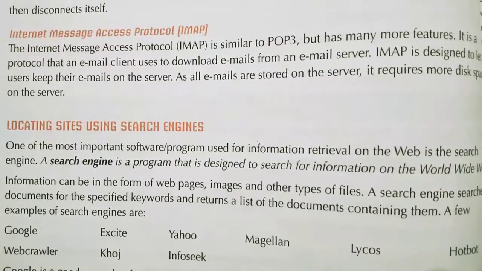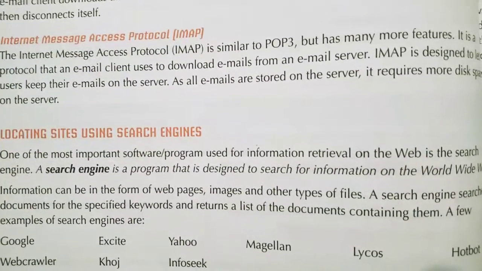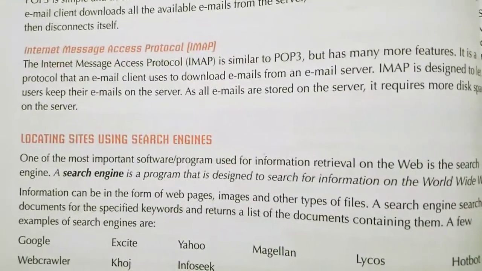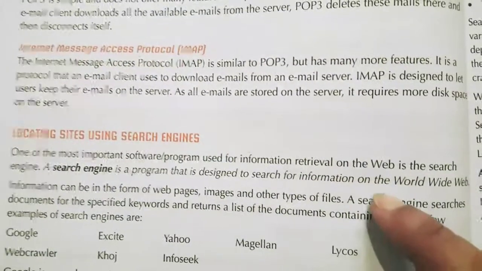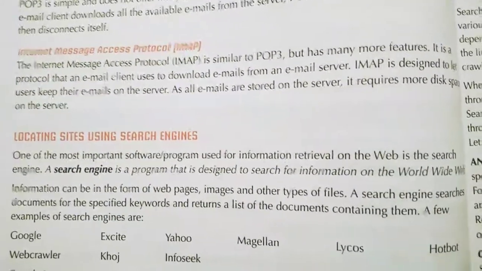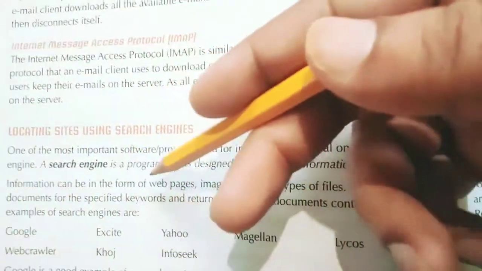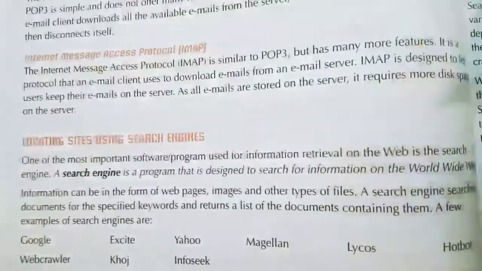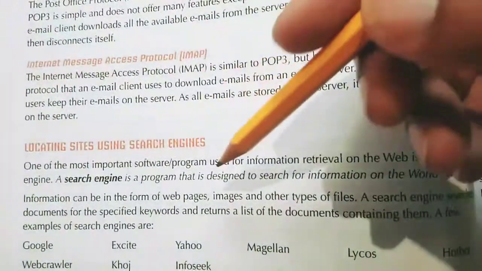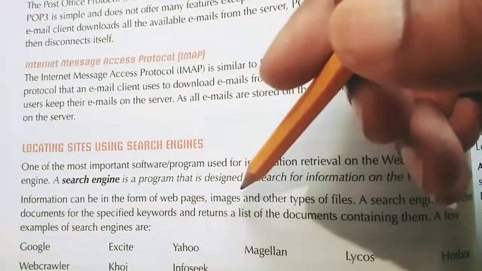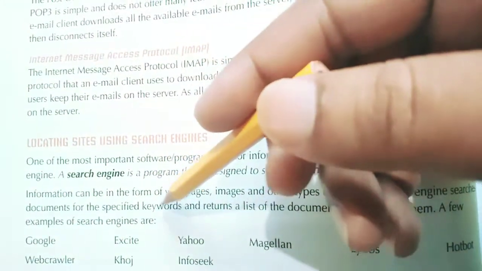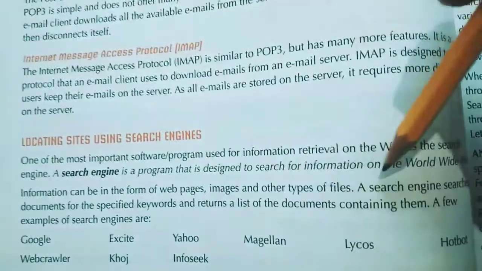What program do you use? You use google.com, right? Google is a very big search engine. Google is a search engine program which is used for searching any information on the World Wide Web. The information can be in the form of web pages, images and other types of files. Whatever you search on Google, it will give in the form of web pages, images, photos and files also. A search engine searches documents for the specified keywords and returns a list of the documents containing them.